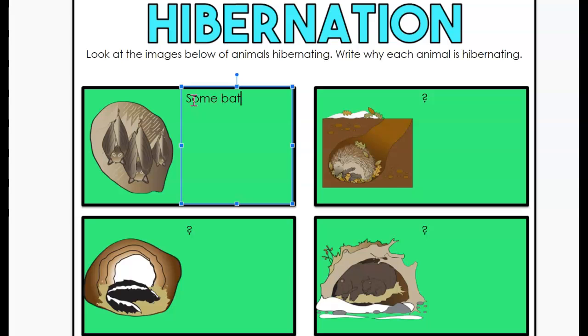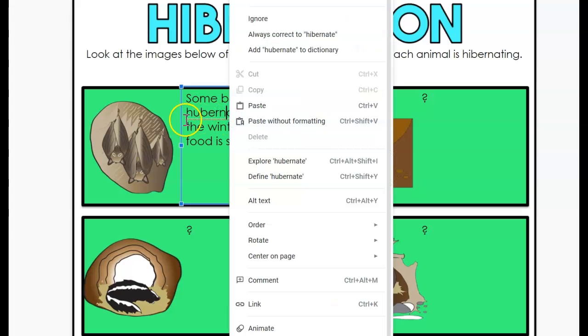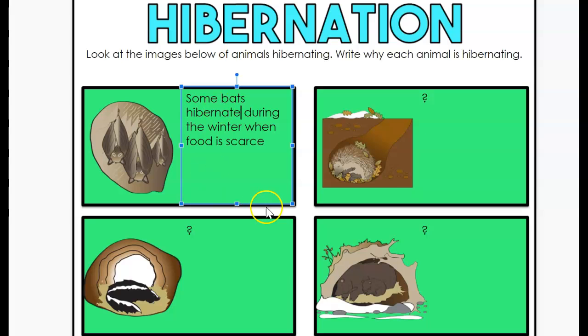Some bats hibernate during the winter when food is scarce. So a lot of bats eat insects, and I want you to think about if there are many insects in the wintertime. Not very many. So most of the bats hibernate during the winter.